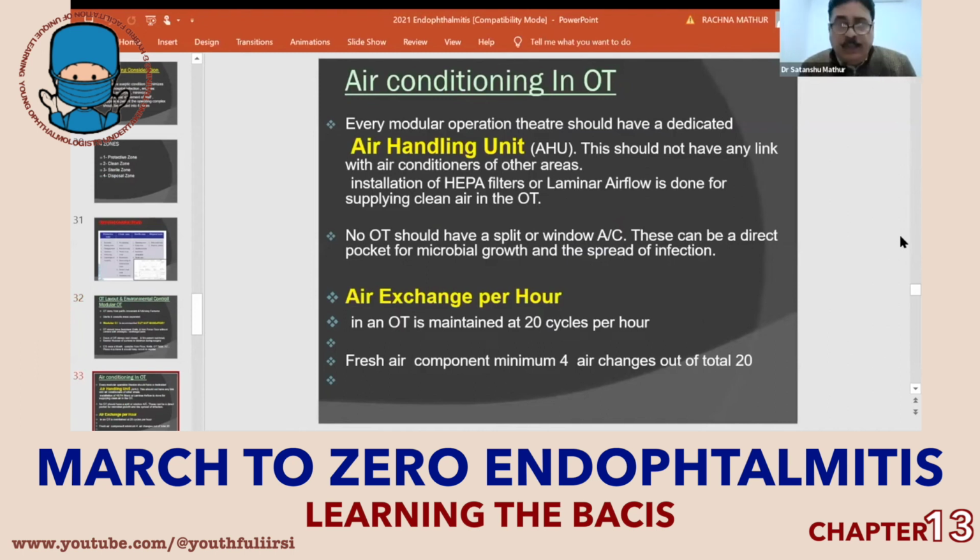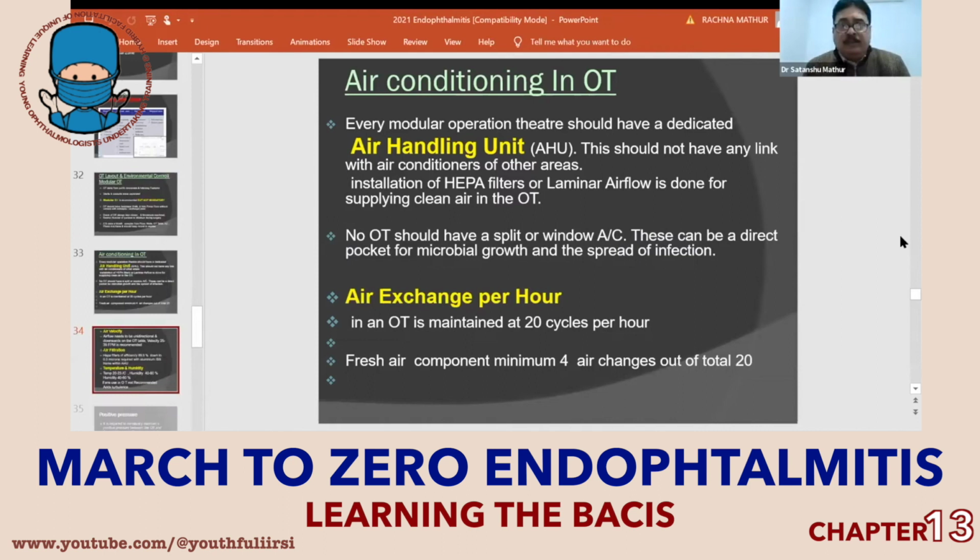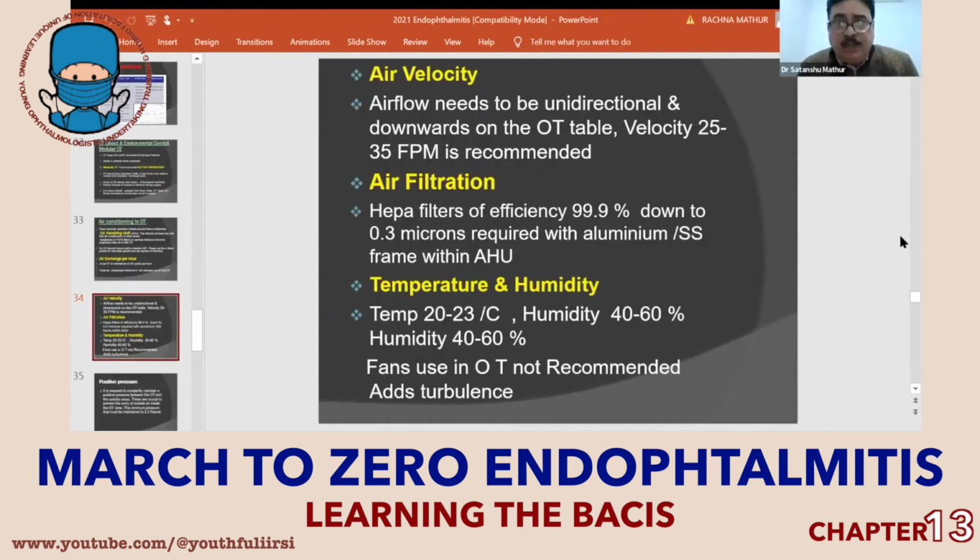should be allowed nowadays. Air exchange per hour in the OT is maintained at 20 cycles per hour, where the fresh air component should be minimum 4. This concerns air velocity and air filtration. HEPA filter is very important. It can filter 99.9% of any bacteria and virus down to 0.3 micron. Temperature should be 20 to 30 degrees centigrade, humidity 40 to 60%. And fans are not used in the OT.